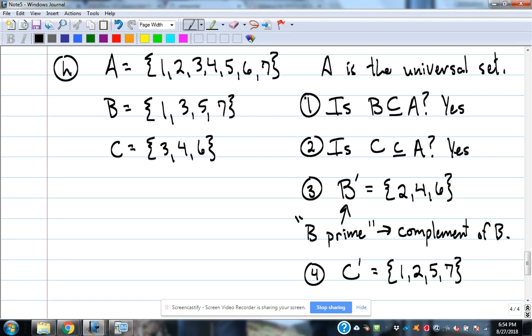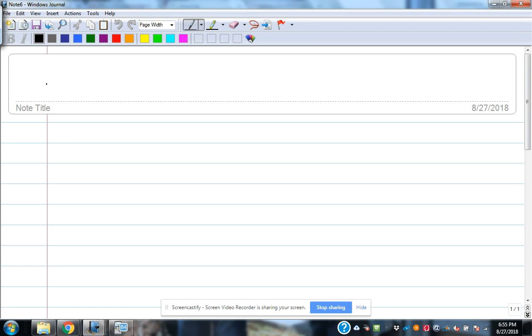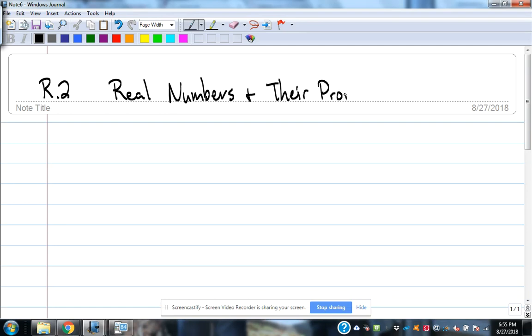So those are some things with sets. We're not departing away from sets completely for the next section, but just some basic set information there. We're going to deal with more specific number sets in section 2. All right, let's look at section 2, R.2. Real numbers, getting a little closer to doing some math, and their properties.